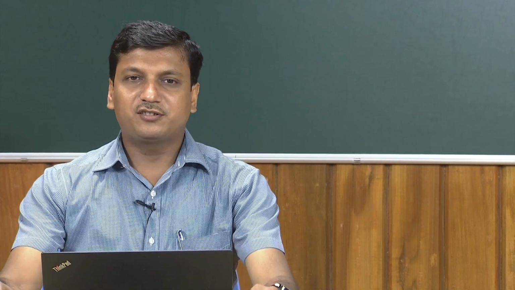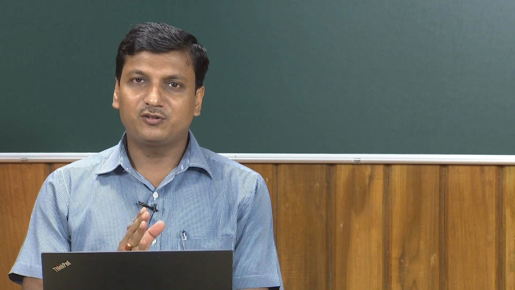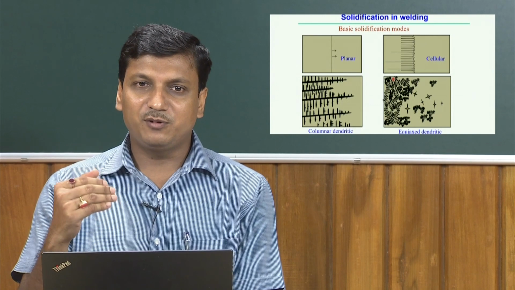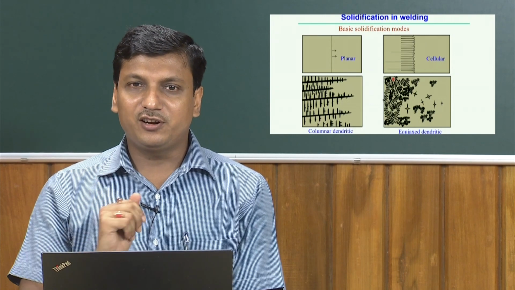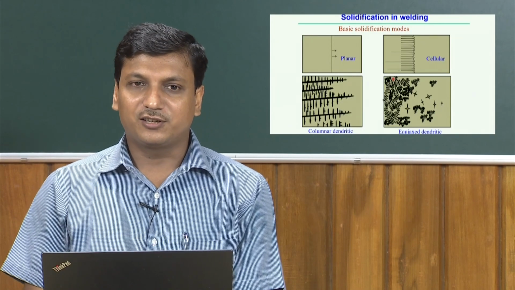So, basic solidification modes in the welding process can be represented in four different ways. One is planar, which means the solidification front moves in the form of a plane. Next, another mode of the solidification front can be created by breaking the planar interface, and it can create a kind of cellular structure.